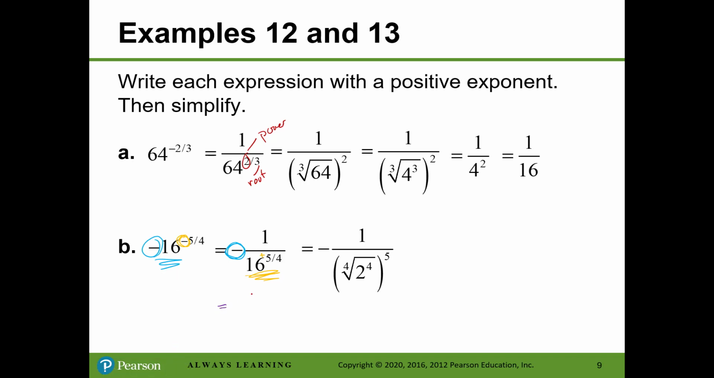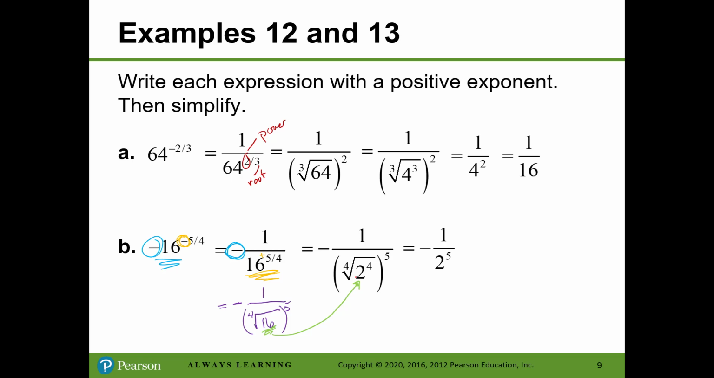We have the 1 over, yes, the negative is on the outside, and we said it's easier to take the root first. So we get the 4th root of 16, and then the power of 5. And 16 can be rewritten as 2 to the power of 4. Okay, is that better for those of you who said you don't like the step skipping? Good. Well, I'm taking the 4th root of 2 to the power of 4. What do I get? Correct, just 2.